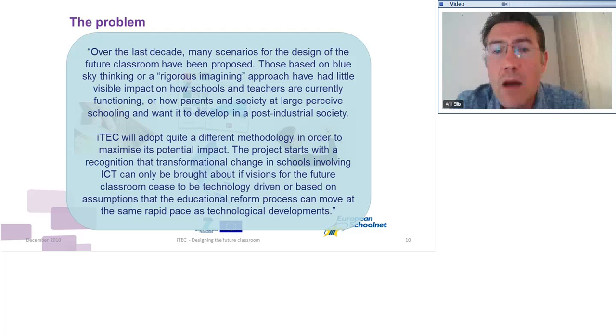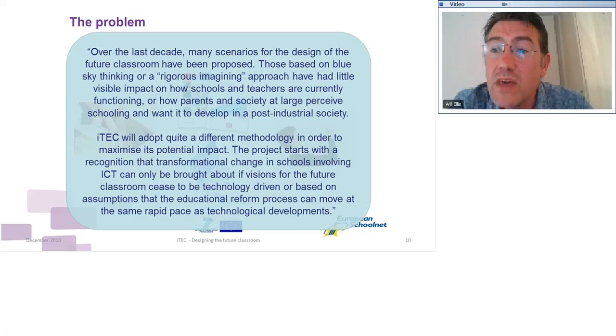And this is summed up in this statement here, which is how we started the project. Over the last decade, there have been many scenarios for designing the future classroom, but they've all been blue sky thinking, so very futuristic, none of which have actually tackled the real challenges and problems and given us the change in education which we've been looking for.